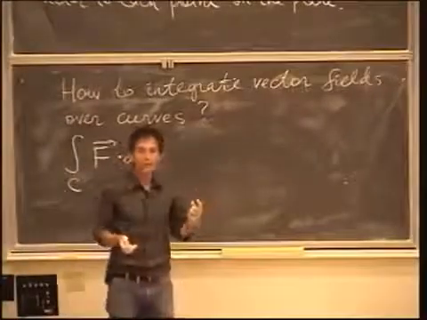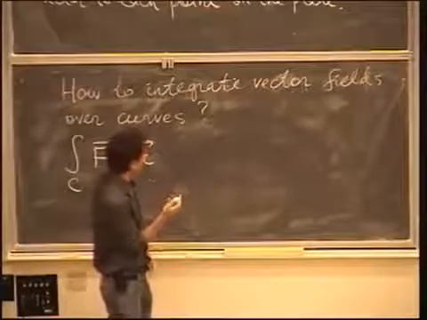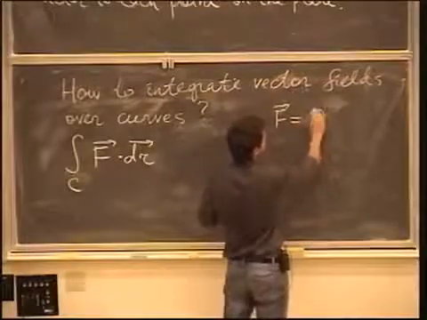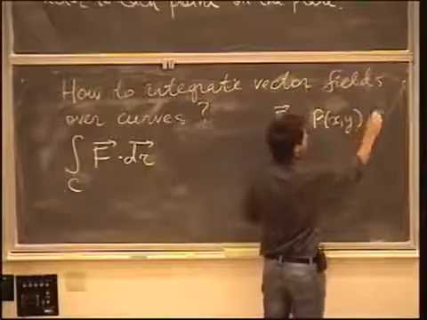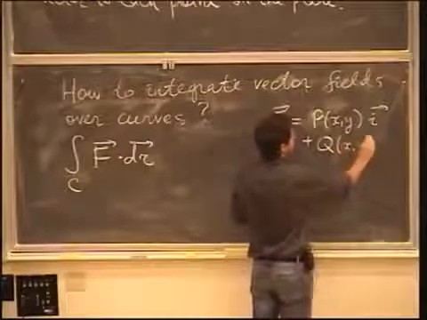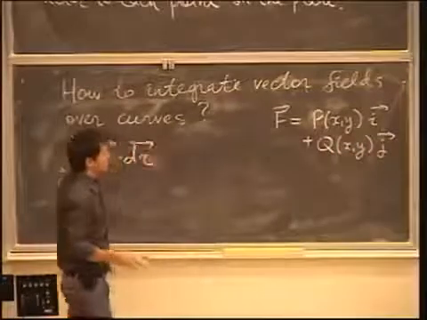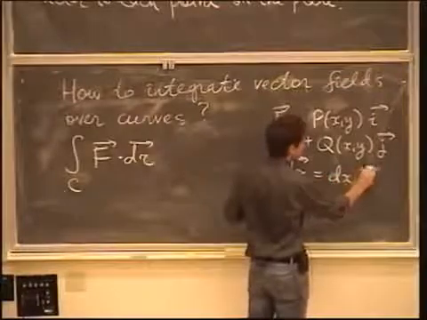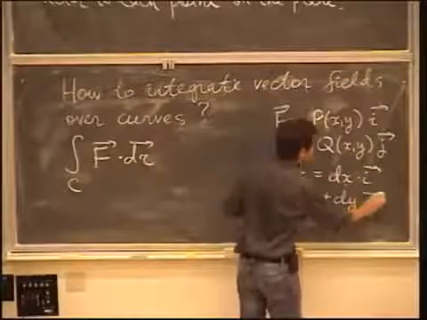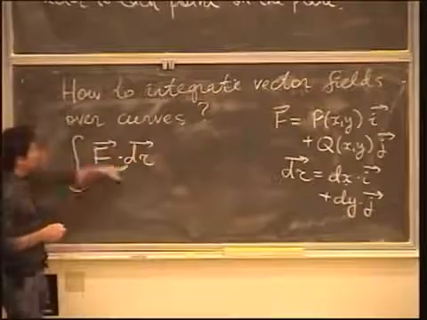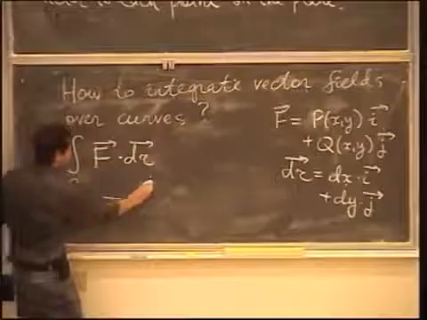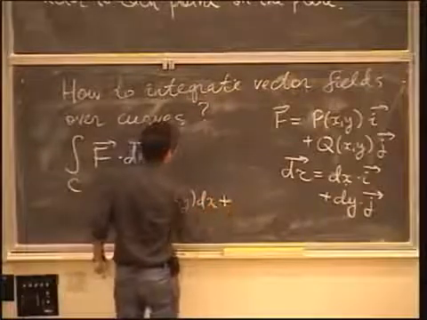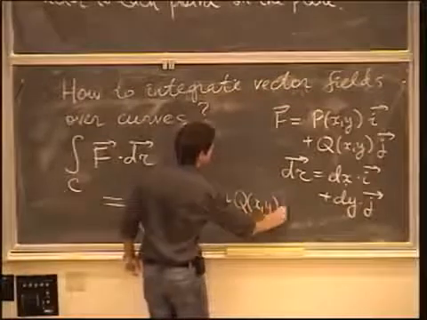So for the dot product, we have a nice formula in terms of the components of the vector. Let me remind you that f is a vector field which looks like this: P of x, y times i plus Q of x, y times j. Right? And what is dr? dr is a vector which is dx times i plus dy times j. So let's take the dot product of these two. The dot product is going to be P of x, y dx plus Q of x, y dy.